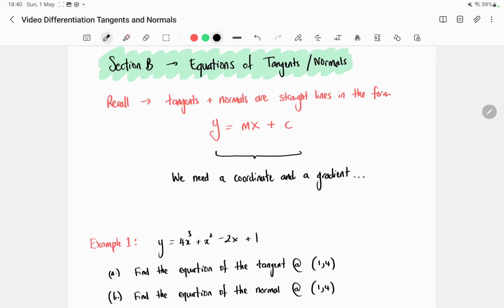Section B is now the next step. So after we know how to find the gradient of tangents and normals, we can then write an equation for either the tangent or the normal. Now remember that a tangent and a normal, they're just straight lines. Straight lines in the form y is equal to mx plus c. Now all we need to find the equation of a line is one coordinate and the gradient at that coordinate.